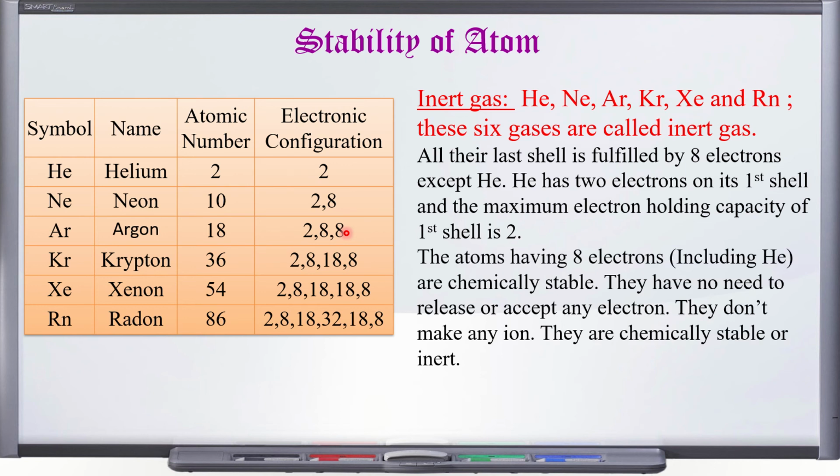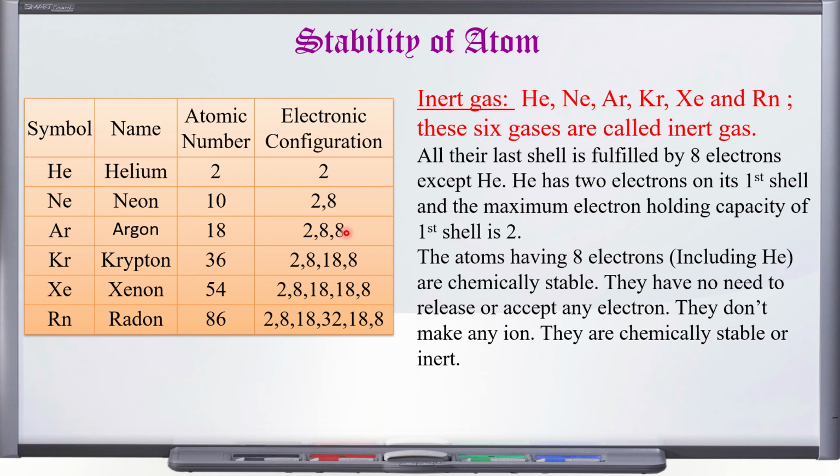The atoms having 8 electrons are chemically stable. They have no need to release or accept any electron. What did I tell? I told that except these 6 elements, all other elements are unstable, and all have a tendency to get 8 electrons on their last shell. So they either release or accept electrons to gain stability. But these atoms have no need to accept or release any electrons because they already have 8 electrons on their last shell. So they are chemically stable.